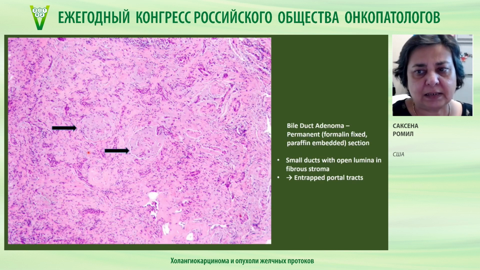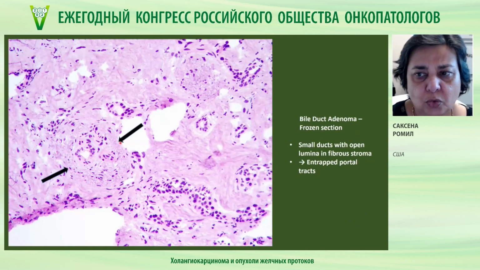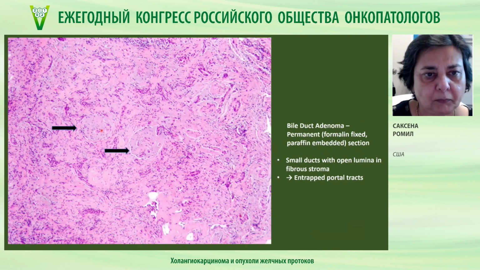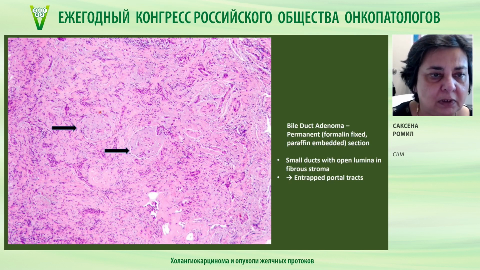Now, when we looked at the permanent section, so just going back, this is a bile duct adenoma, where we have small ducts with open lumina and entrapped portal tracts. So the permanent section, or the formalin-fixed paraffin-embedded section, shows you the small ducts that are lying in a dense fibrous stroma, and you see multiple entrapped portal tracts. So these are the portal tracts, and here we have the hepatic artery within those tracts.